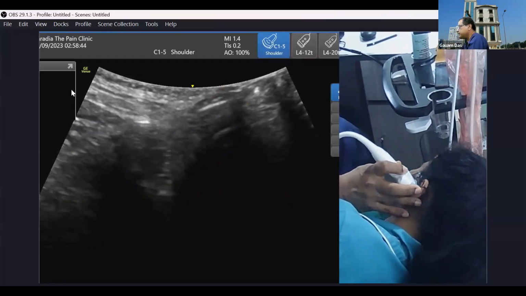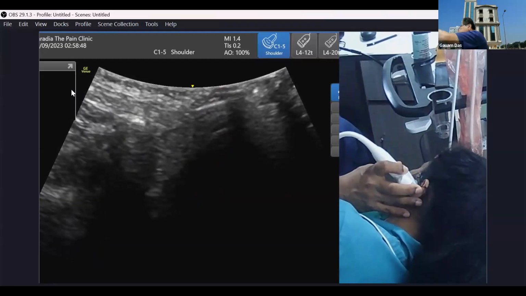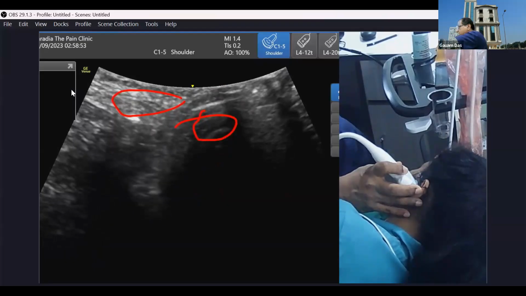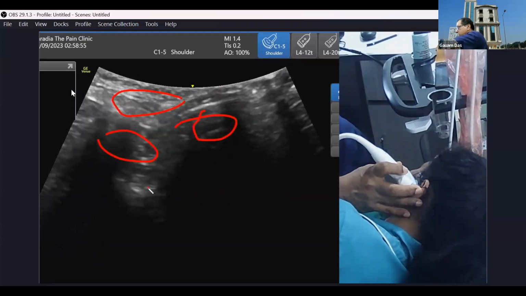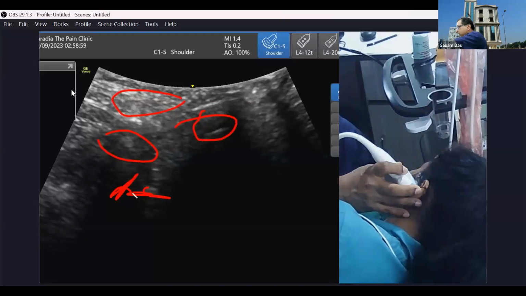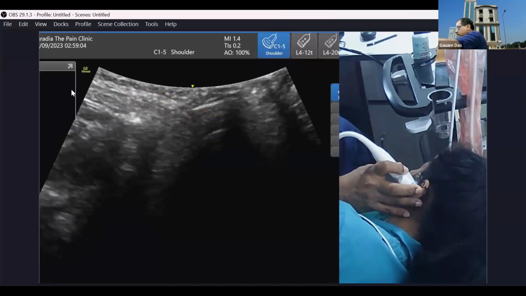Okay, so a few muscles are there. On the superficial side is the masseter muscle. Here is your temporalis muscle, and here is your pterygoid muscle. And this is your pterygoid plate. Anterior to that, if I am injecting here, it will be your maxillary nerve block.